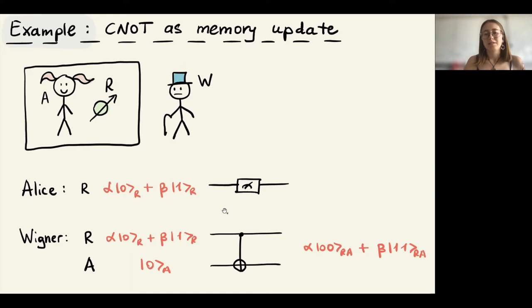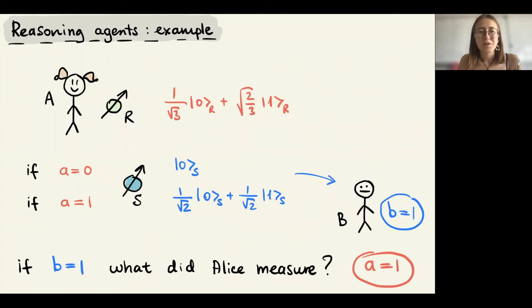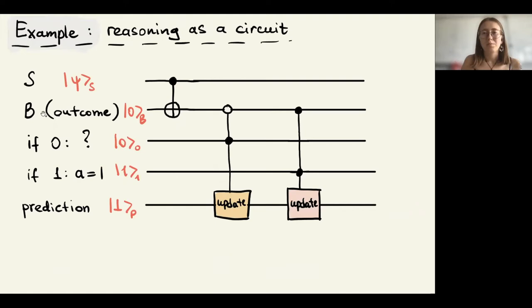But the thing that we take away from this slide is that we can model this measurement as a CNOT. Okay, now back to our reasoning agents example, where Bob is measuring system S to say something about Alice's measurement result. And now we want to model A and B as quantum systems as well, in particular B, and model his reasoning. So how do we do that? What is happening with Bob? Bob is measuring system S that he has and writing the result to his memory qubit. So this is the second system in this circuit.